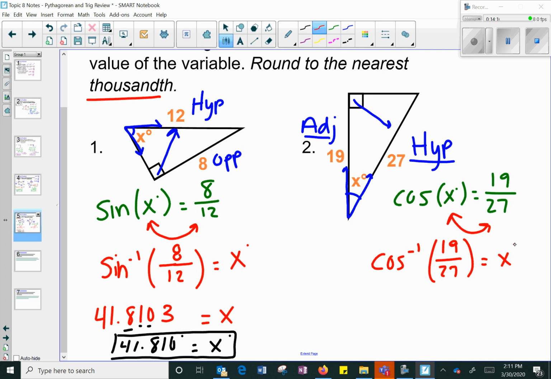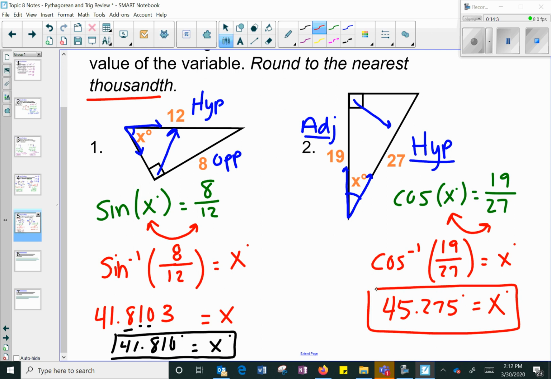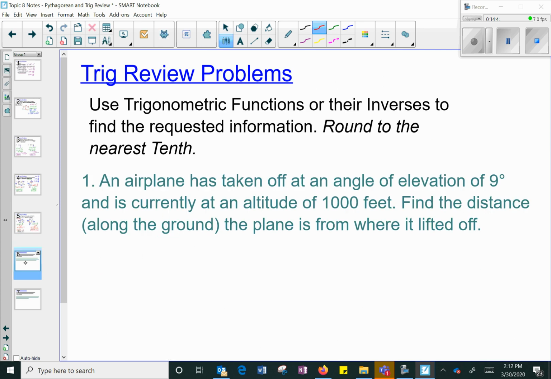Once we go there, in your calculator, you have to do the inverse cosine or shift cosine of 19 divided by 27. When you put that in your calculator, you get 45.275 degrees, and that would be your answer there. All right, moving right along.